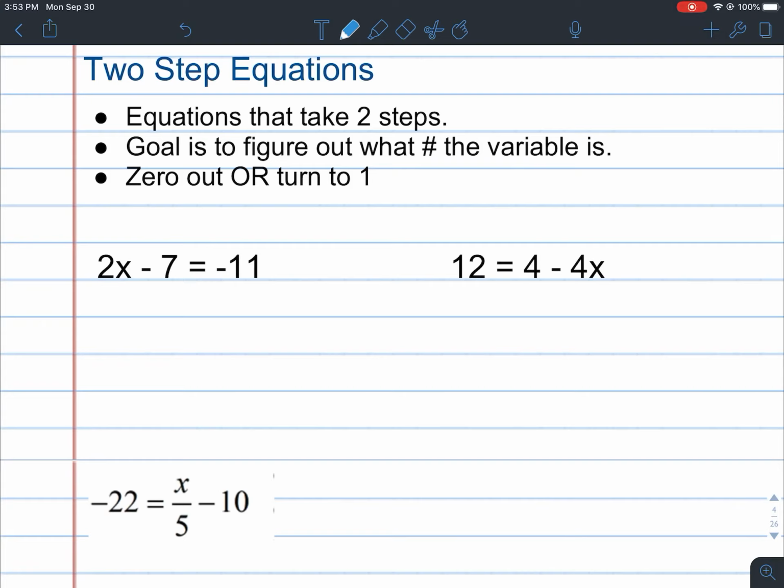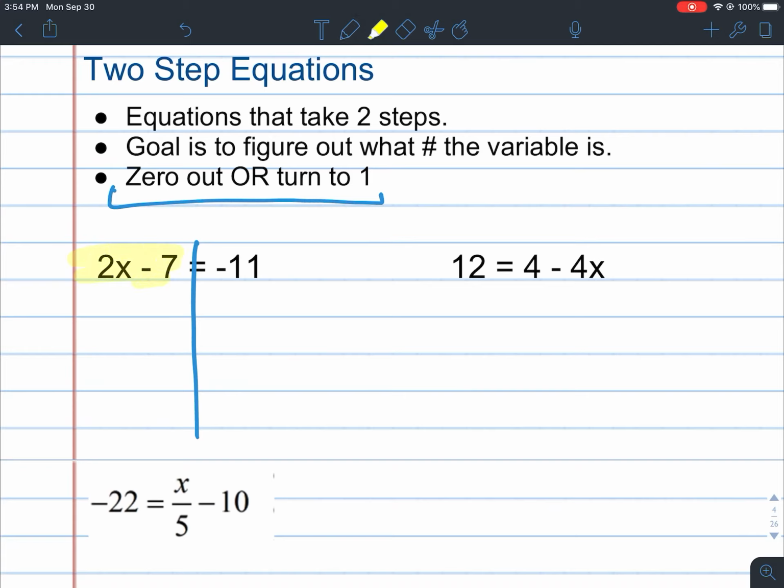So just keep in mind that when you're doing two-step equations, we're still trying to figure out what number the variable is. And the two methods that we use are we either zero out the number that we're trying to get rid of, or we're turning numbers into one. So we'll do this first one together. We'll do all of these together, obviously, because it's a video and you're at home.